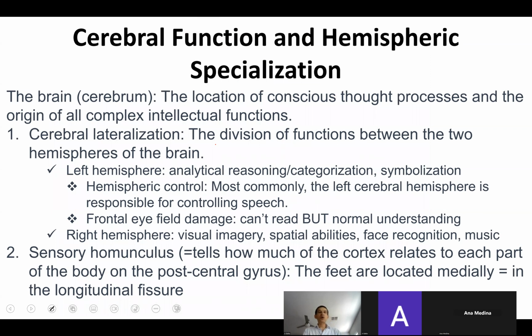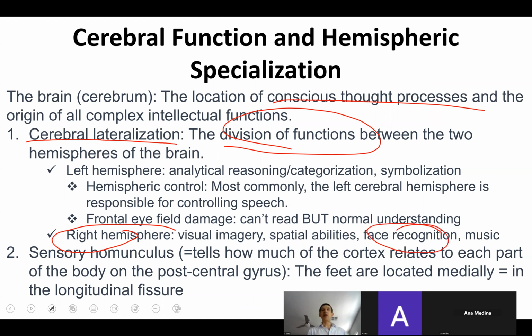All right, so the brain is obviously the seat of the conscious thought processes and origin of all the complex functions, but it's not the same throughout. So cerebral lateralization exists. That means the left side of the brain does one thing, the right side does something else. And there is a division of functions. For example, we know that the right side is responsible for facial recognition.